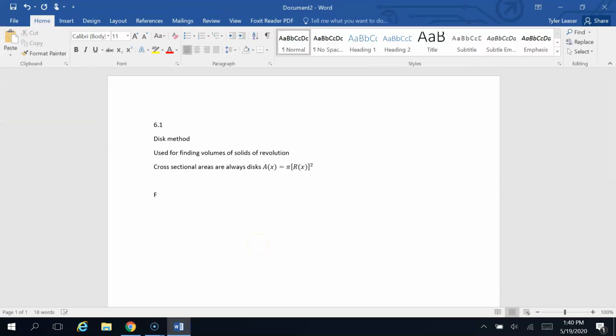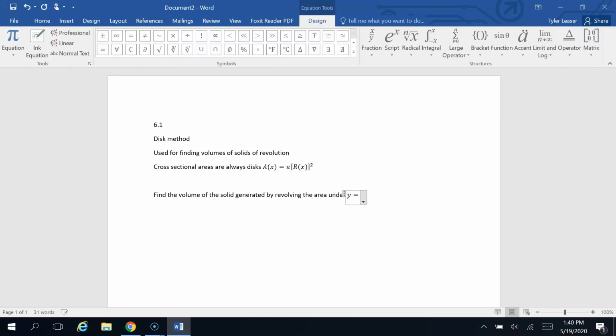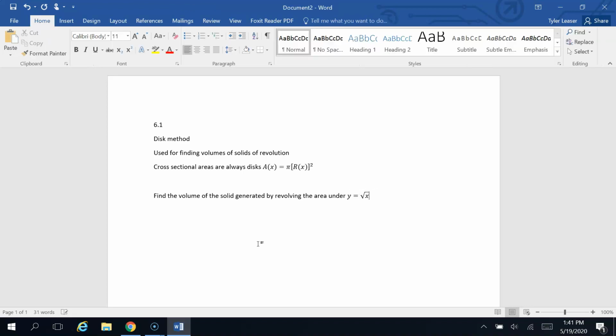Okay, so let's go ahead and answer this question then. So just to write it all out, we're going to find the volume of the solid generated by revolving the area under the square root graph on the interval 0 to 4.